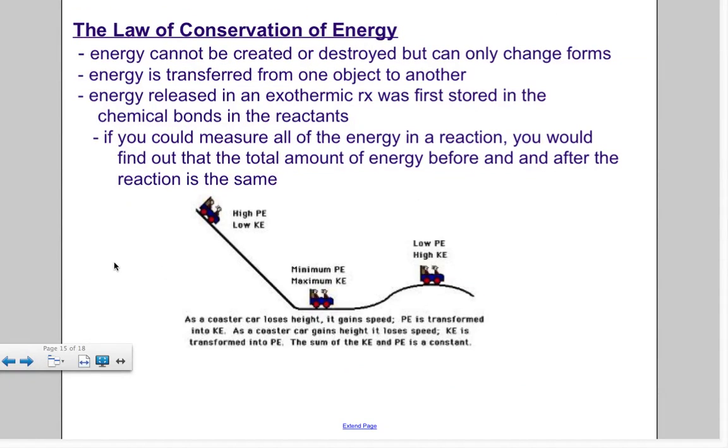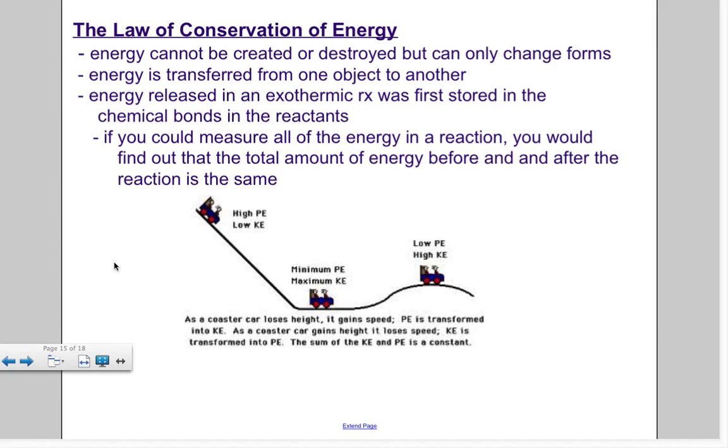Okay, the law of conservation of energy is very similar to the law of conservation of mass. This one says that energy cannot be created or destroyed in a chemical reaction, but only change forms. So in other words, energy is transferred from one object to another. In an exothermic reaction, the energy is released, but it also had to be stored in the chemical bonds in the reactants in the first place.